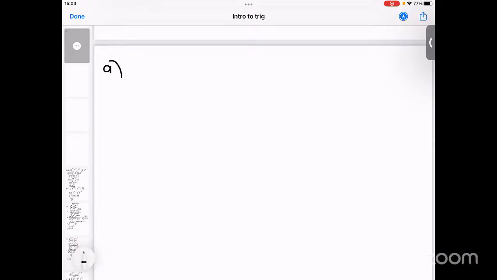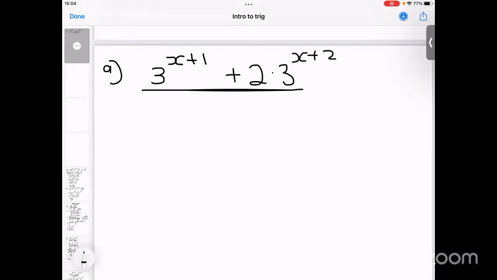Okay, problem type A. Let's say you have something of this nature where you have 3 to the exponent of x that you plus by 1. Notice something, this time around you have a plus in between. Then that becomes 2 multiplying 3 to the exponent of x plus 2, and then we divide this by 7 multiplying 3 to the exponent of 3. What type of problems are these?